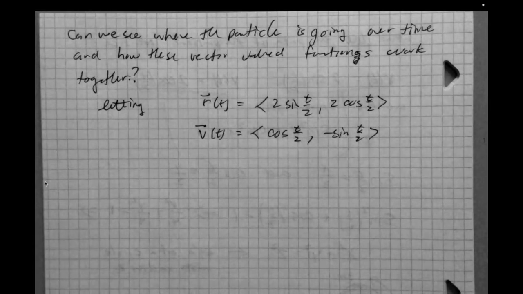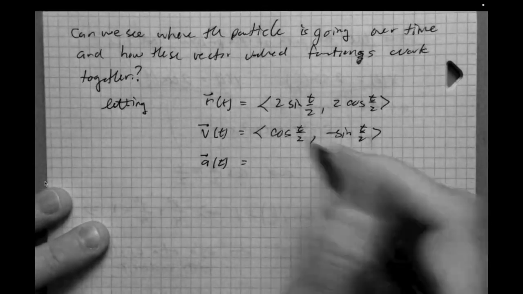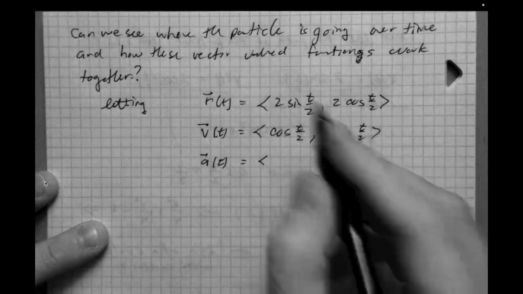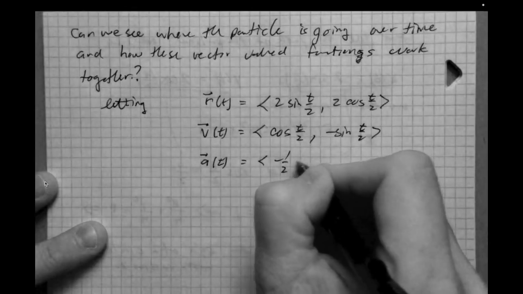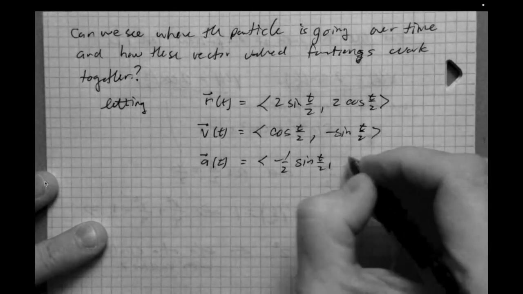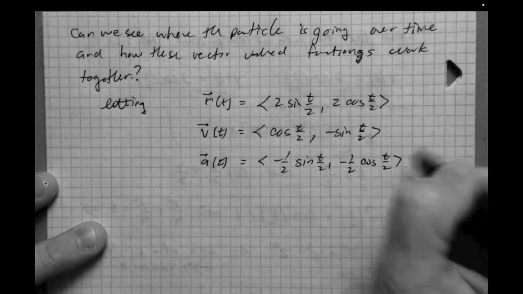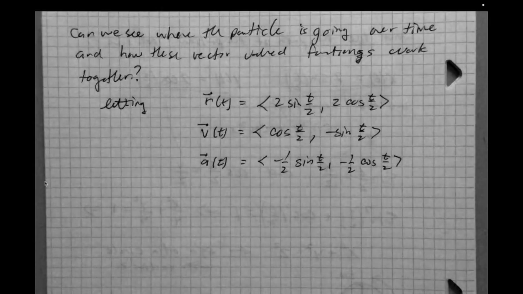Sometimes you'll find that students will get really fixated on a particular notation to the exclusion of another, and that's not ideal because these notations have strengths and weaknesses. So sometimes this is better than the other, and vice versa. And so this was negative 1/2 sine of t over 2 and negative 1/2 cos of t over 2 for the acceleration. Okay, so we've got these three.